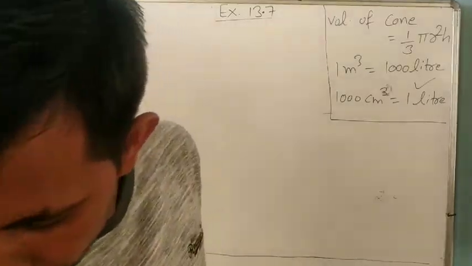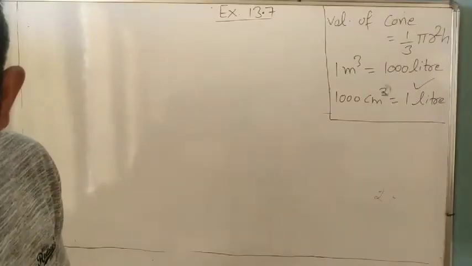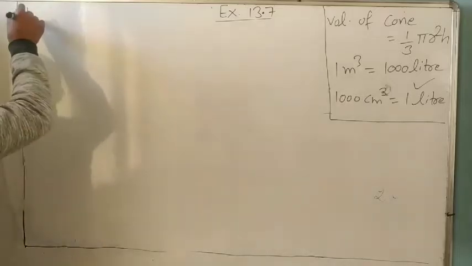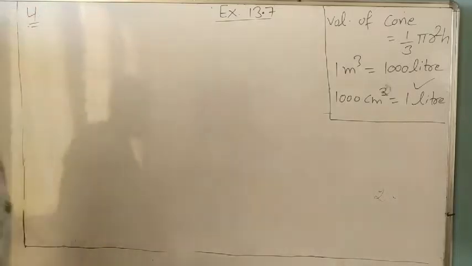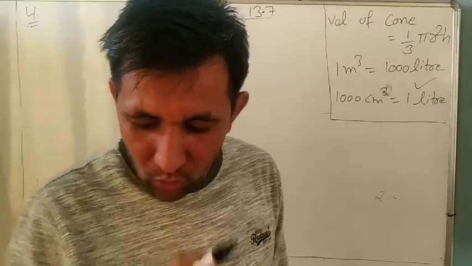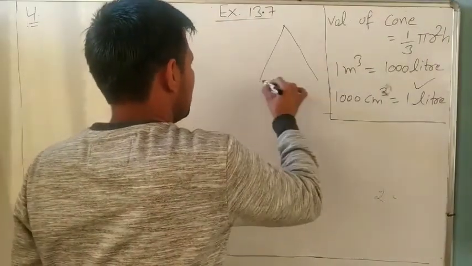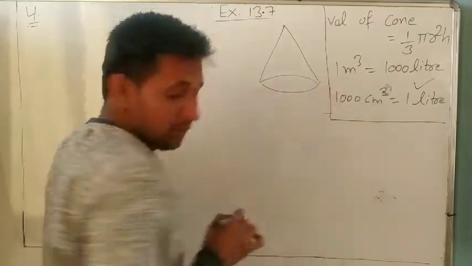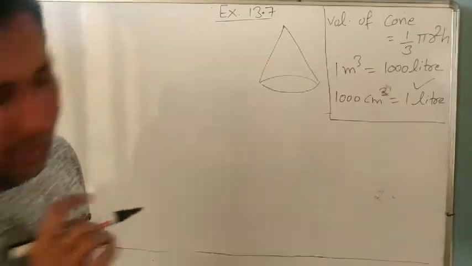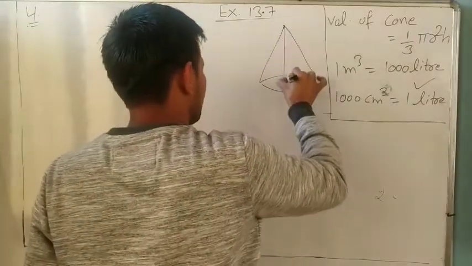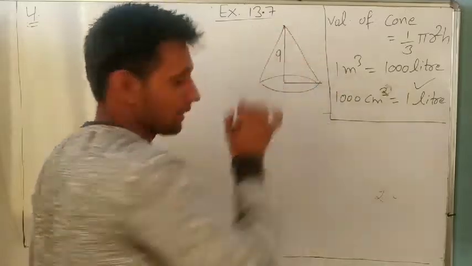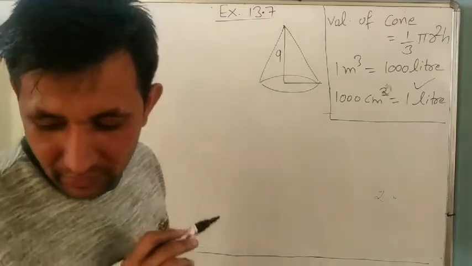Yes. Question number 3 and 4 both are the same. We are doing question number 4. If the volume of the right circular cone, of height 9 centimeter, is 48 pi centimeter cube, find the diameter.